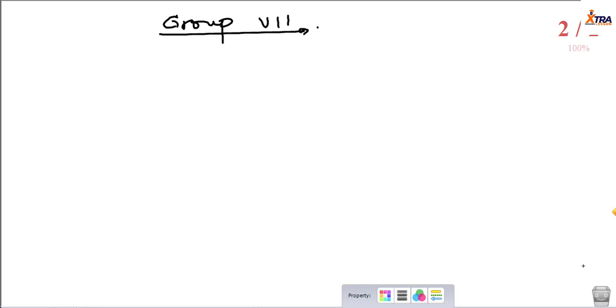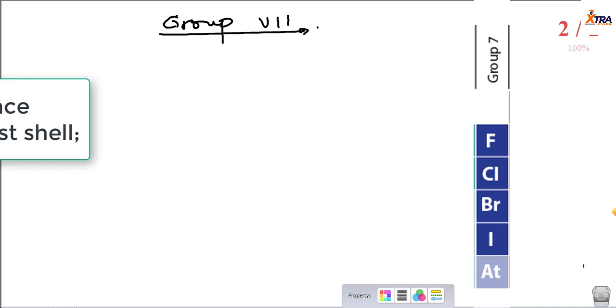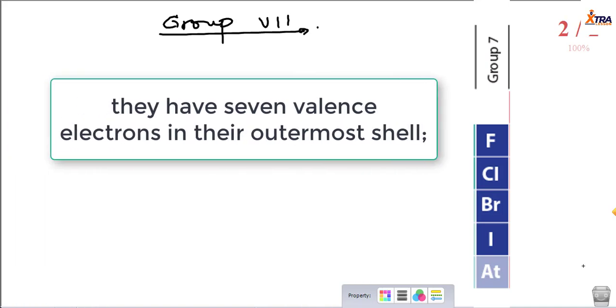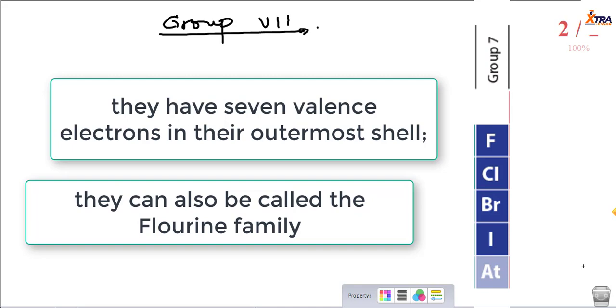Hello guys, welcome back. In this lecture I want to discuss the group 7 elements. Group 7 elements are elements which have 7 valence electrons in the outermost shell. So they've got 7 valence electrons and that's why they are put in this group 7. Now, instead of calling them group 7 elements, you can also call them the fluorine family. But that name, fluorine family, is almost never used, because there is a more common name.